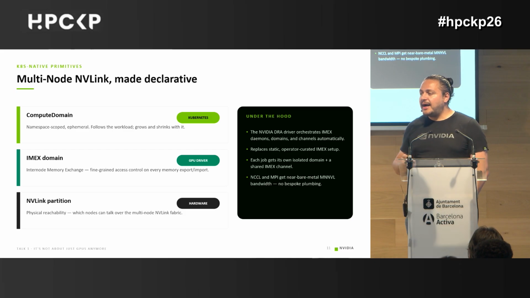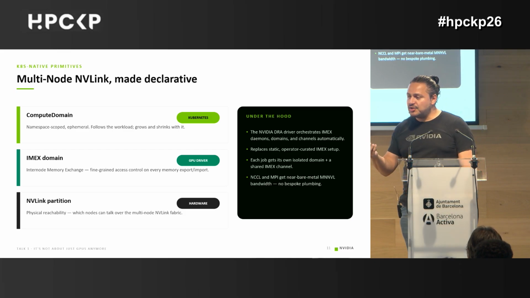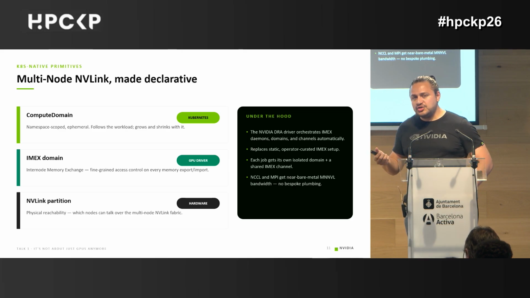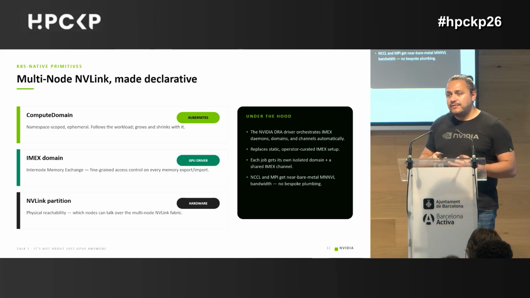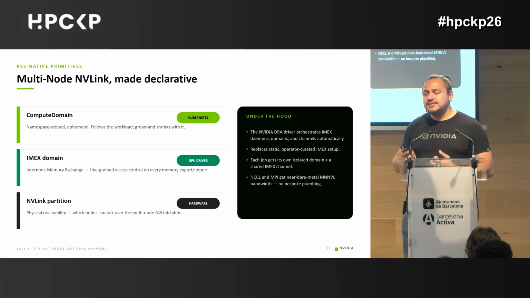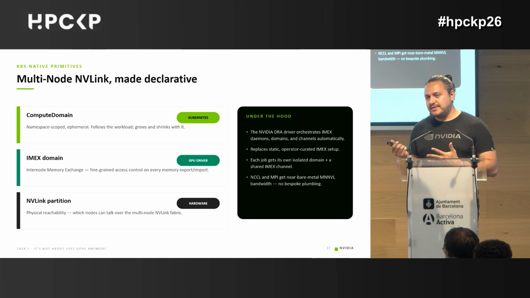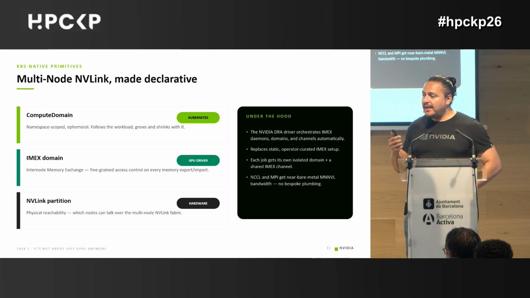Multi-node NVLink made declarative. This is something that is very special for us, because scheduling on top of an NVLink enabled GB200 cluster is really hard. So we created a special concept that is the compute domain. For those who understand Kubernetes, a compute domain is basically a Kubernetes native API, a custom resource definition, so a CRD.